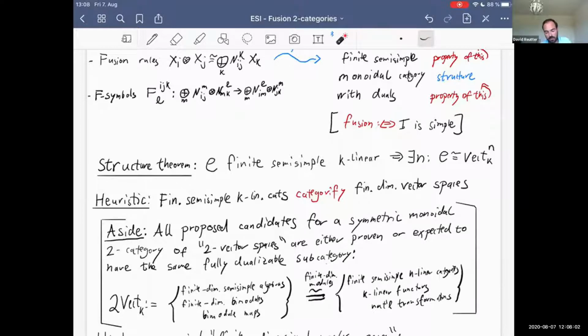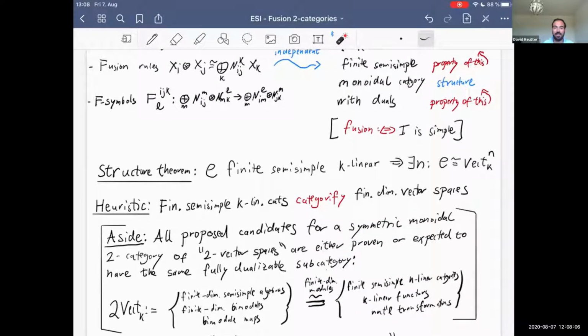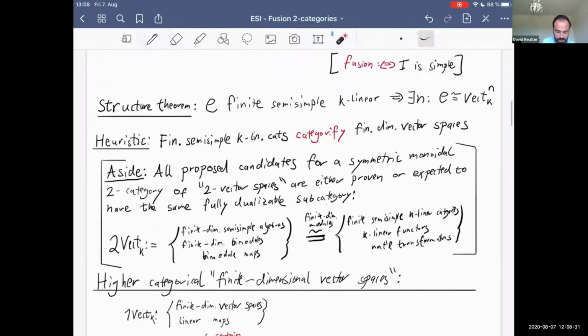And this notion is always this particular symmetric monoidal 2-category we're seeing here, which has two important presentations. One of them is the 2-category of finite dimensional semisimple algebras, finite dimensional bimodules and bimodule maps. The other is finite semisimple K-linear categories, K-linear functors and natural transformations. And to pass from the left side to the right side, I take the category of modules of such a semisimple algebra. And so this leads to the following heuristic table.